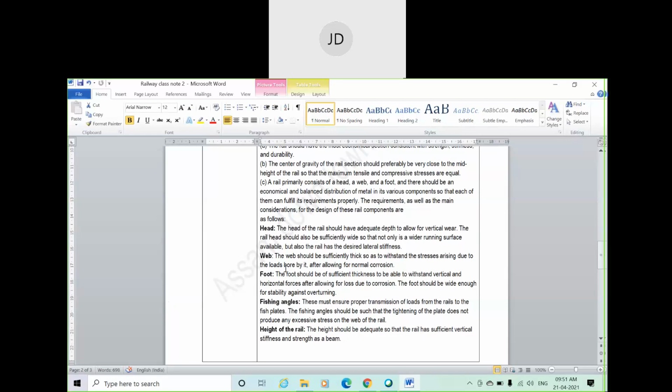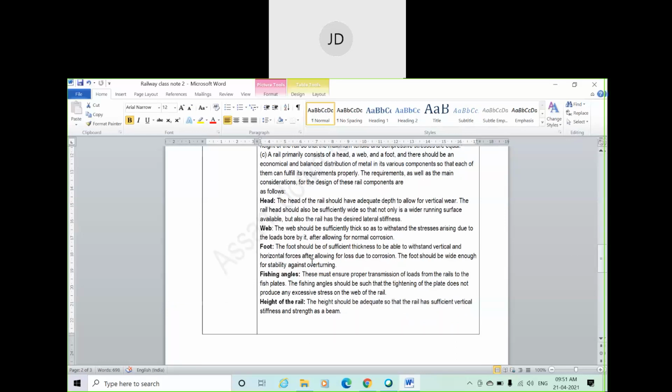Next, the web part. The web should be sufficiently thick so as to withstand the stresses arising due to the loads borne by it after allowing for normal corrosion. Next, the foot should be of sufficient thickness to be able to withstand vertical and horizontal forces after allowing for loss due to corrosion. The foot should be wide enough for stability against overturning.